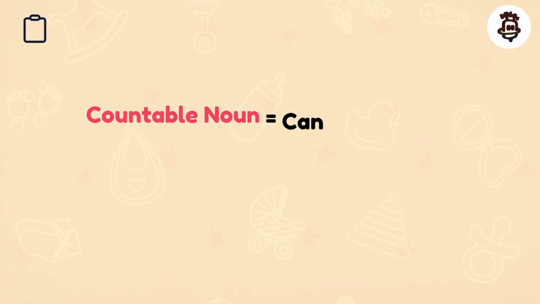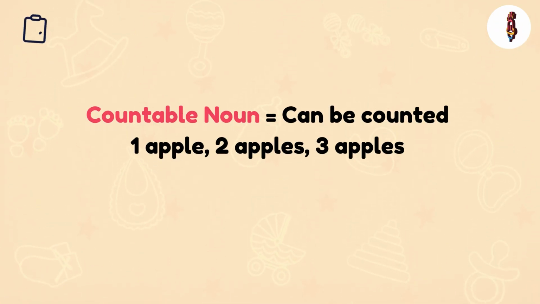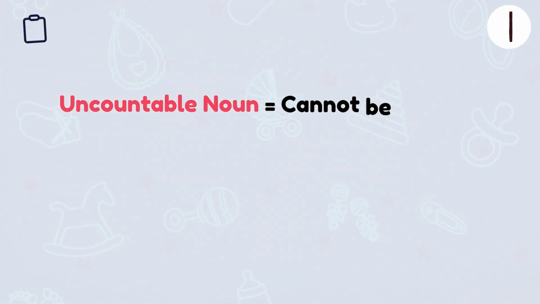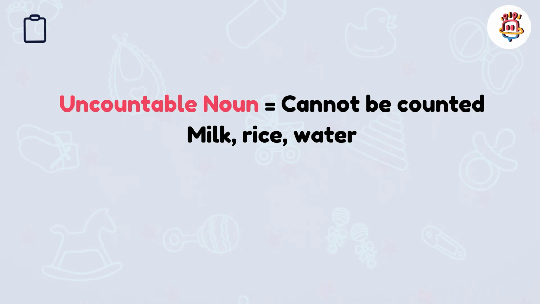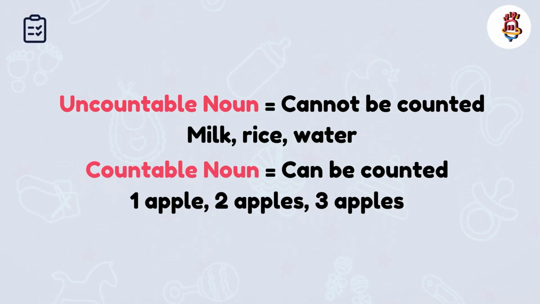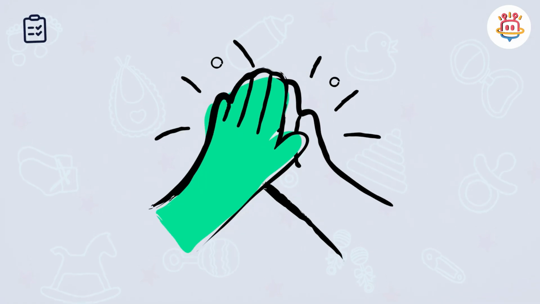Today we learned that a countable noun is something we can count using numbers. An uncountable noun is something we cannot count using numbers. Keep learning. See you next time.